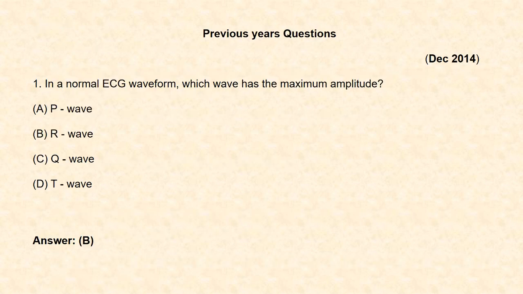Next, let us see the previous year's questions. First question, in a normal ECG waveform, which wave has the maximum amplitude? This question was asked in December 2014. P wave, R wave, Q wave, T wave. As we already know, R wave has maximum amplitude. So option B is correct.